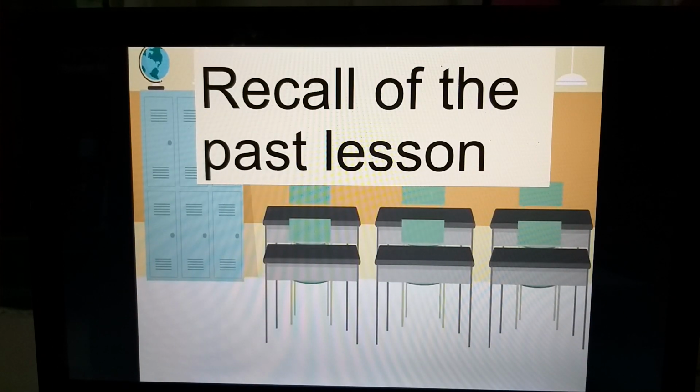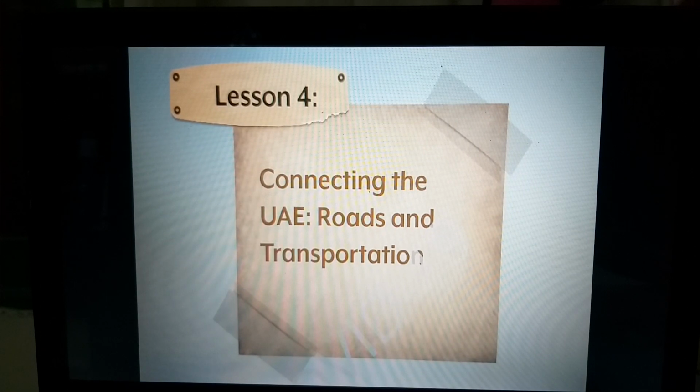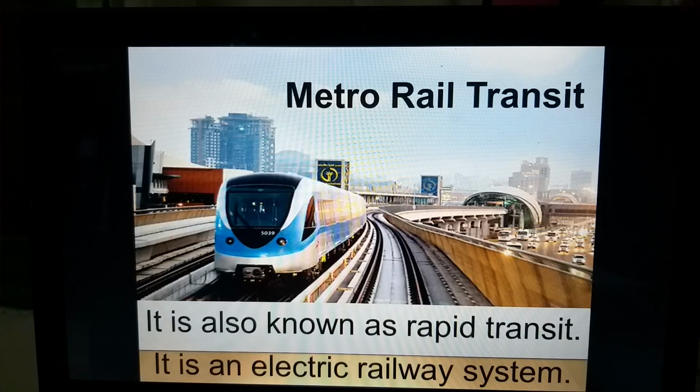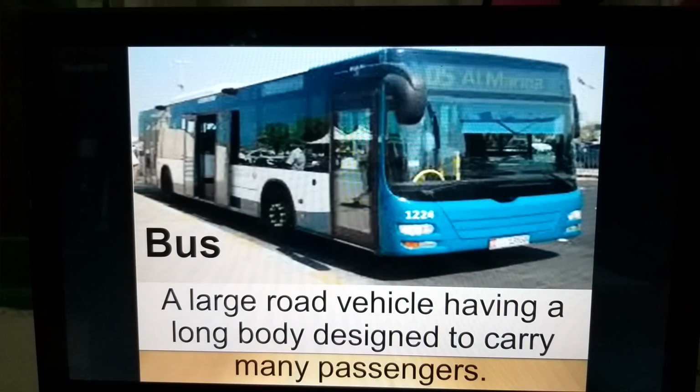To begin with, let's have first the review of the lesson that we had last Thursday, and this is about Lesson 4, Connecting the UAE Roads and Transportations. What are the means of transportation in the UAE that you have learned? Okay, so we have Metro Rail Transit, which is known as Rapid Transit. It is an electric railway system. Okay, next is bus, a large road vehicle having a long body designed to carry many passengers.